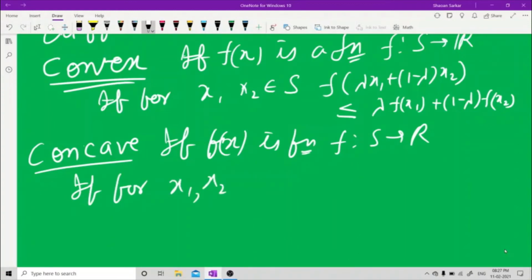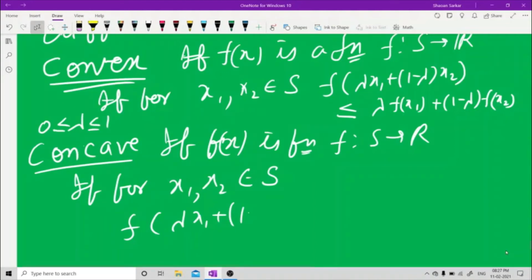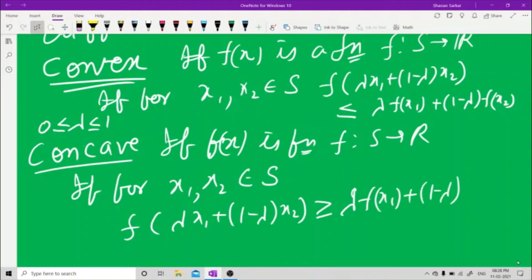f of lambda x1 plus 1 minus lambda x2, where lambda is between 0 and 1. Lambda can be 0, lambda can be 1, or in between 0 and 1. This quantity is now greater than or equal to lambda f(x1) plus 1 minus lambda f(x2), where lambda is again between 0 and 1. This is the definition.